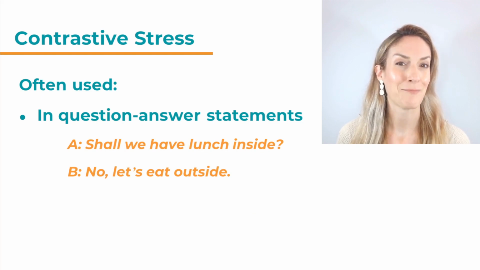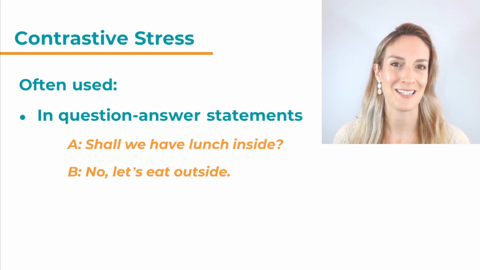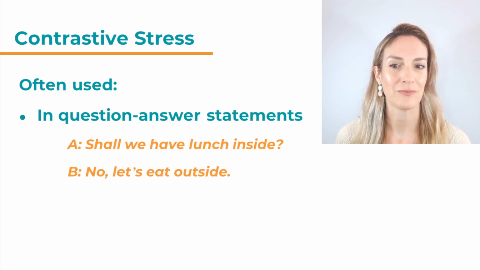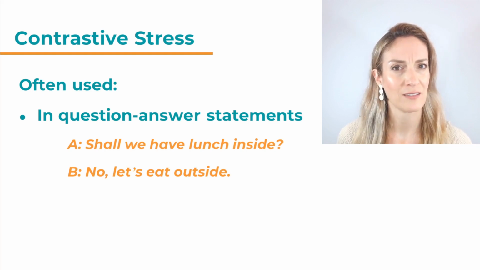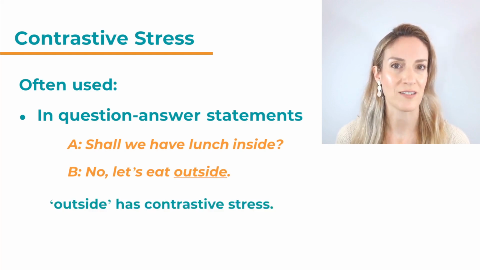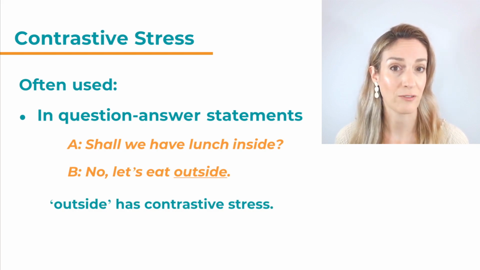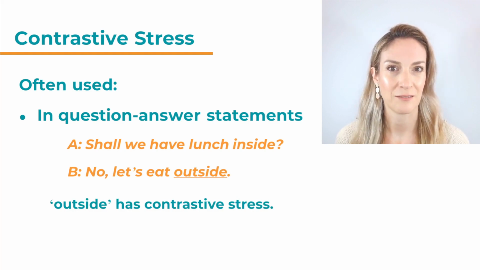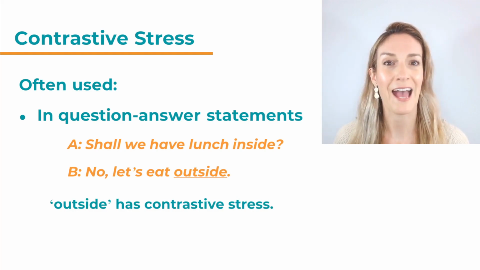Here is an example again for question-answer statements. Again, a conversation between two people. A asks, "Shall we have lunch inside?" And B answers, "No, let's eat outside." Outside would have contrastive stress because we contradict the inside, the suggestion from before. We say, "No, let's eat outside. The weather is great, let's eat outside."